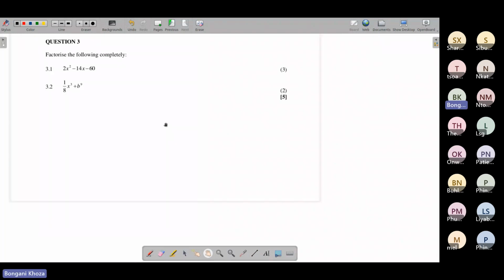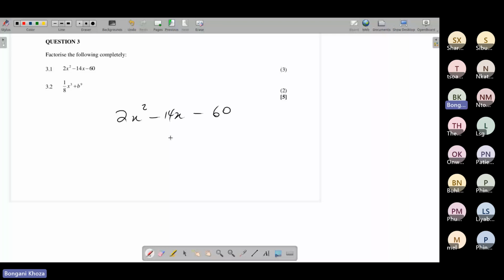You are asked to factorize the following completely. For the first one, you have 3 terms. So it's 2x squared minus 14x minus 60. Mind you, we don't have any equals to 0. So this is the expression we have. We don't have an equation.